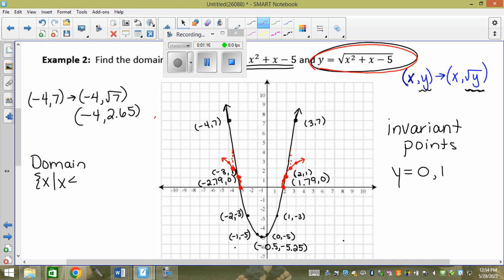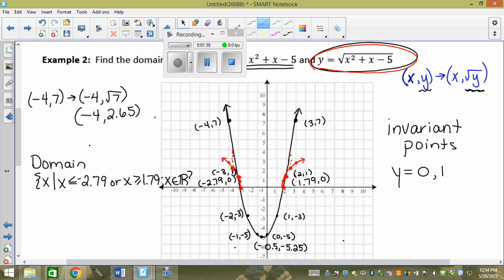Can we take the square root of 0? Yeah, that's an invariant point. That's a point that will exist. So the square root of 0 is 0, right? You know, it gets mixed up with the other radicals. So it's less than or equal to negative 2.79, or x is greater than or equal to 1.79, and then x is an element of the real numbers.